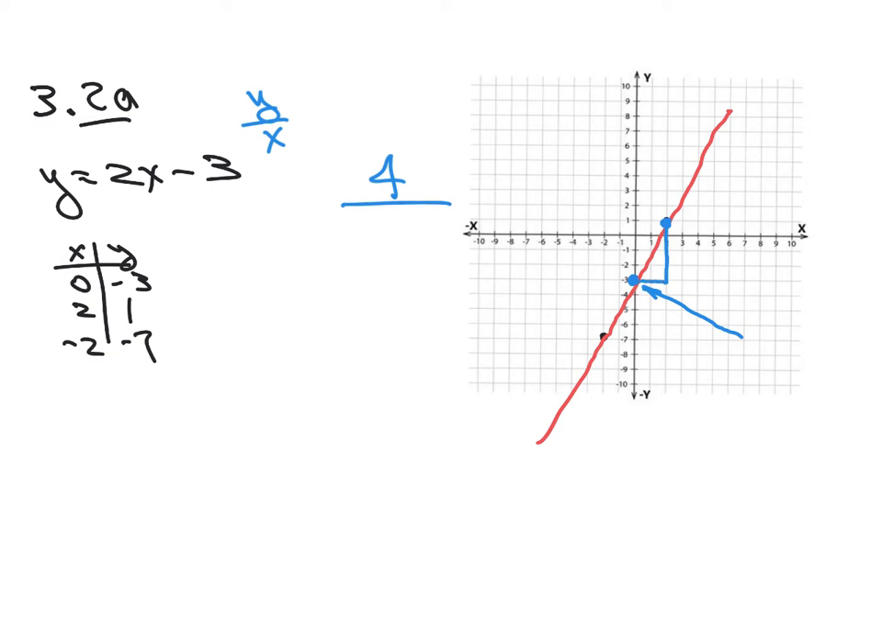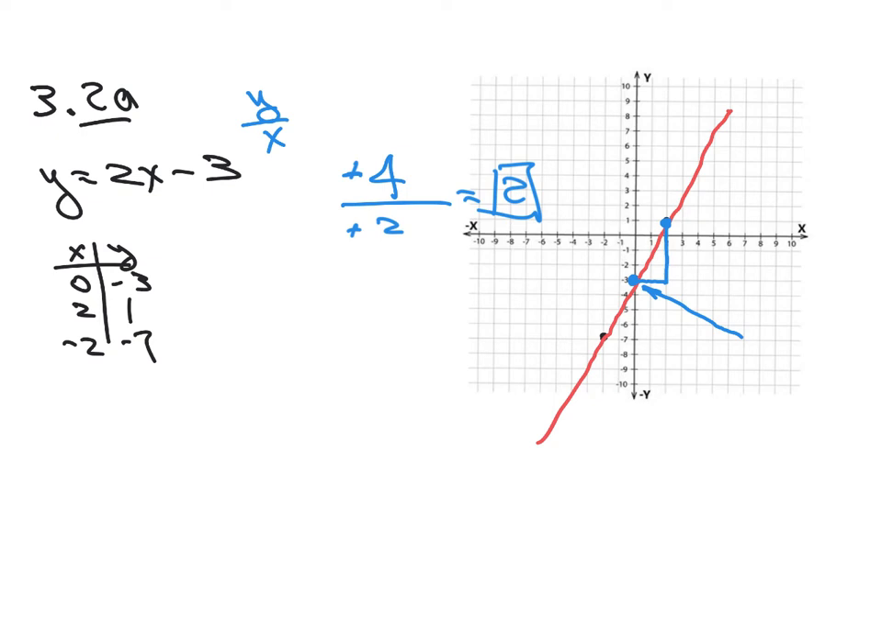Now when I came down 4, is that a positive 4 or a negative? Because I went down, it is a -4. And when I went from here over to here, I went 2, but I went in the negative direction. So that's also a negative. A negative over a negative is a positive. And what is 4 over 2? 2. So that's the slope.